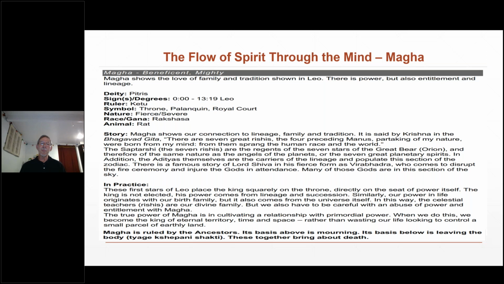So you can see Magha showing it is ruled by the ancestors. And if you're spending too much time thinking you're above it all, that can just lead to mourning, because you're not achieving that ultimate expression of who you are. And so the basis below is leaving the body, Tyaga Shipani Shakti, the departure of the soul from this outer covering. So that's what Magha will show you.